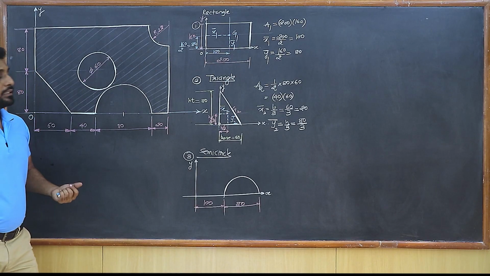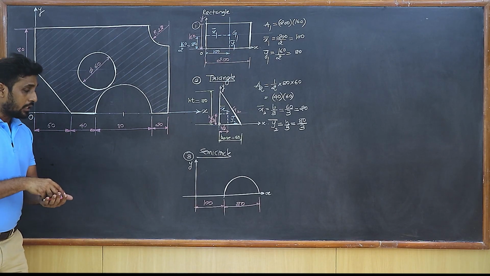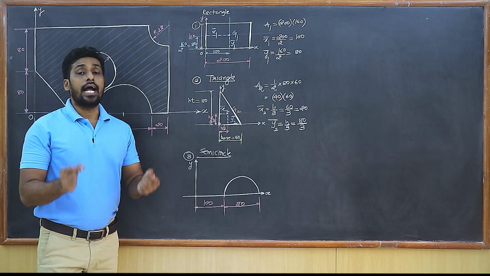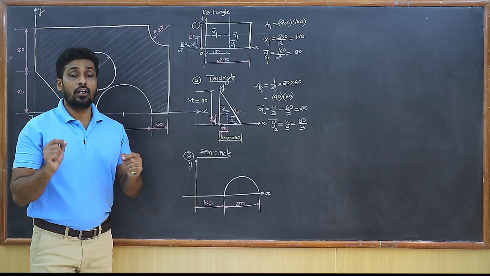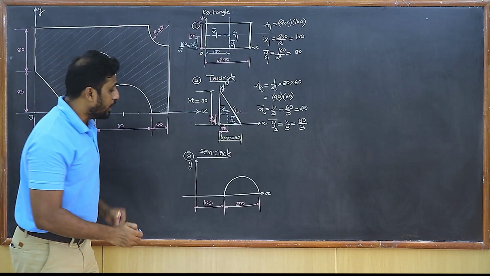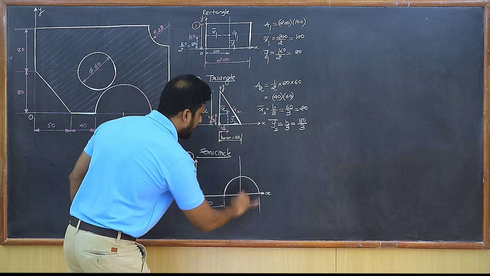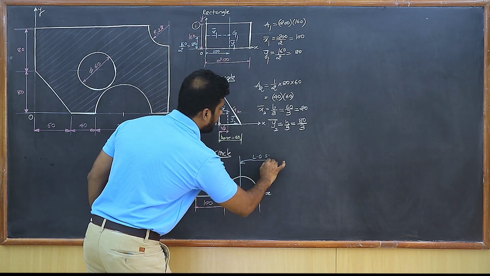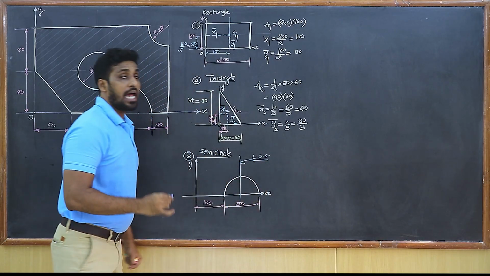The diameter of the semicircle is 80. Now, is the semicircle a symmetric diagram? Students, we know that a semicircle is definitely a symmetric diagram. So can you observe, I can draw a line of symmetry. So this is the line of symmetry. LOS stands for the line of symmetry.